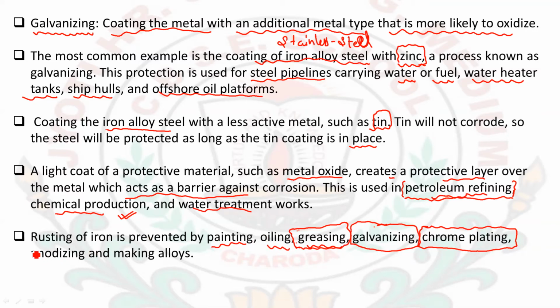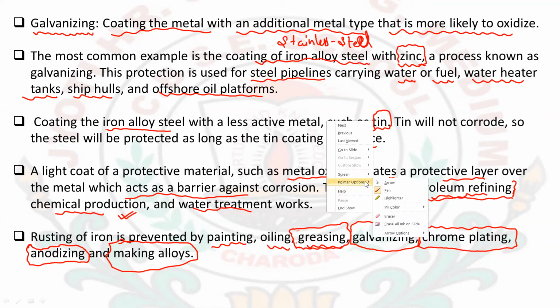Anodizing is also a process which is used. Anodizing means providing a negative charge to the surface of the metal, which makes it less reactive towards the oxygen present in the air. And also making alloys such as stainless steel. Stainless steel or brass are more preventive metals as compared to copper or iron, and they rust or corrode slowly as compared to their parent materials.